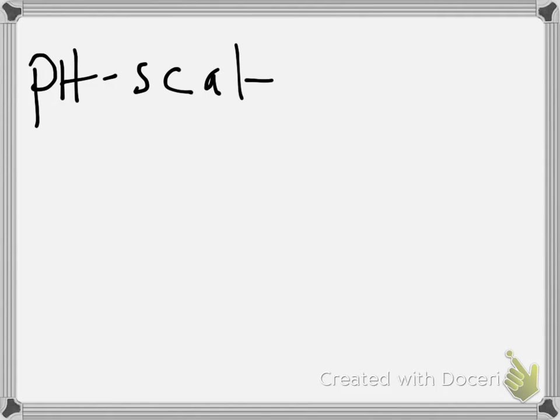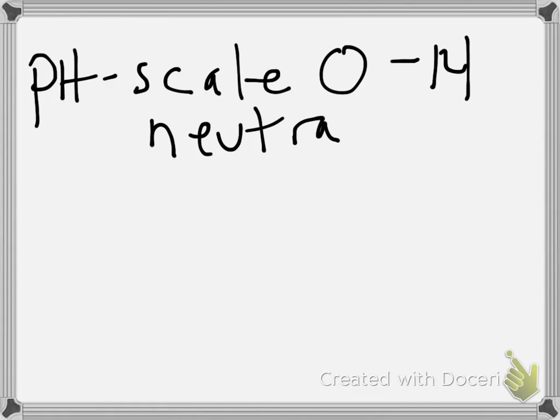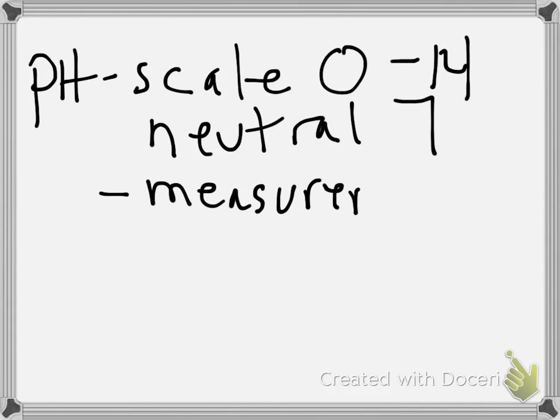Okay, so today we're talking about pH. pH is a scale. It ranges from 0 to 14 with a neutral point of 7. The pH scale really represents a measurement of hydrogen ion concentration.